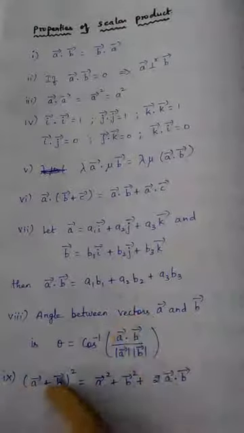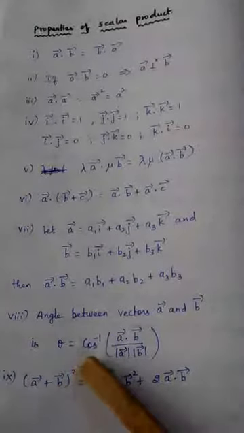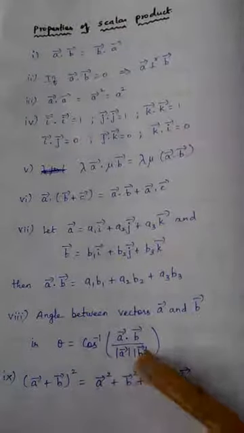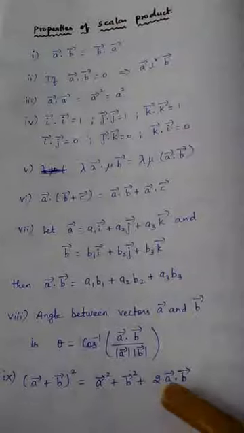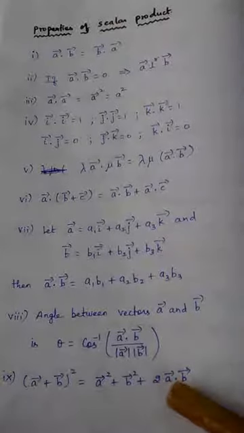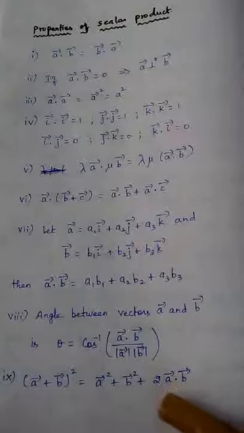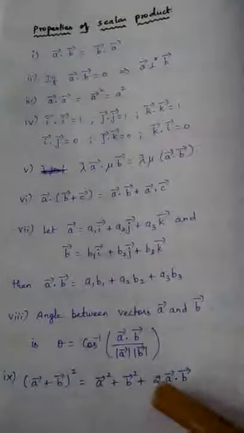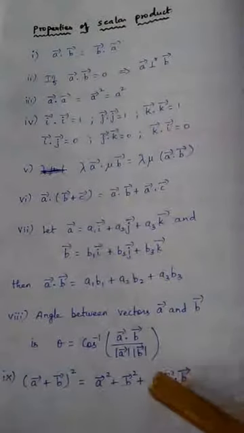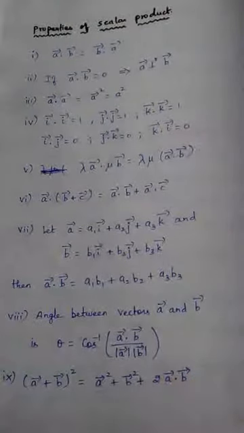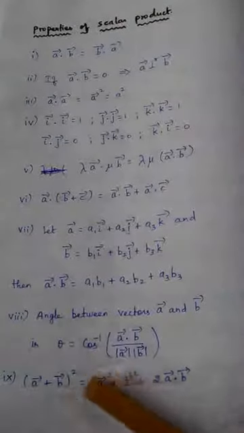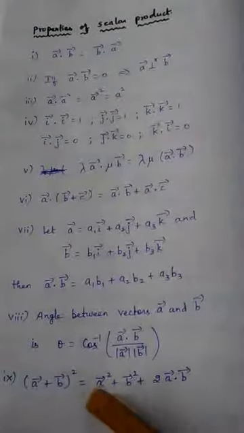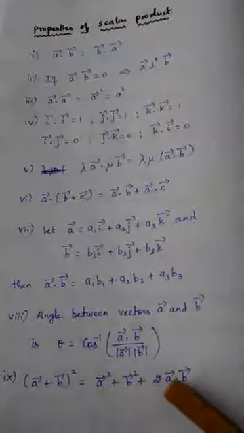And property 9, A vector plus B vector whole square can be written as A vector square plus B vector square plus 2 A vector dot B vector. Here the meaning of dot is scalar product or dot product. So it is the A plus B whole square formula only, but with a small change here, in 2AB. Instead of writing 2AB, we should write 2 A vector dot B vector. And already I informed you, A vector square can be written as A square. So I can even say this as A square plus B square plus 2 A vector dot B vector.